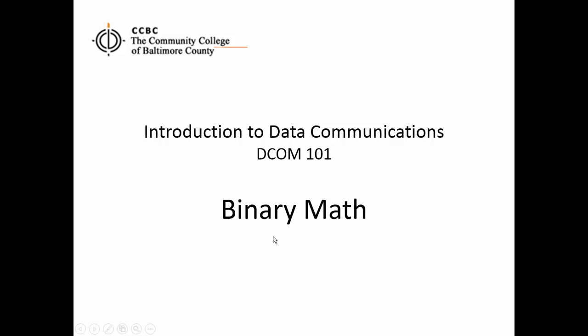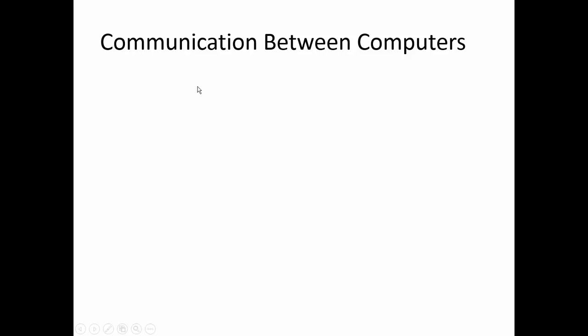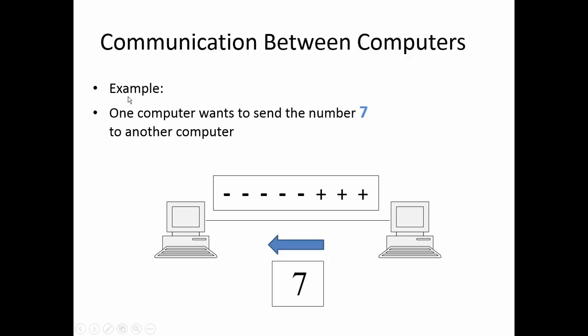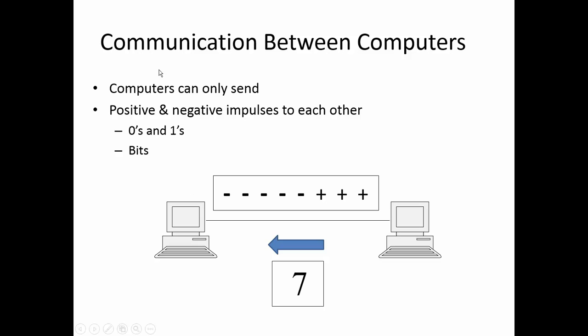Let's begin our discussion on binary math. As you recall from Chapter 1, we talked about communication between computers. And here's the example. One computer wants to send the number 7 to another computer. Computers can only send positive and negative impulses to each other. Those positive and negative impulses are represented as zeros and ones, and we call them bits.